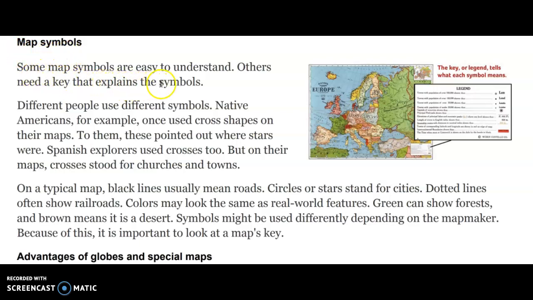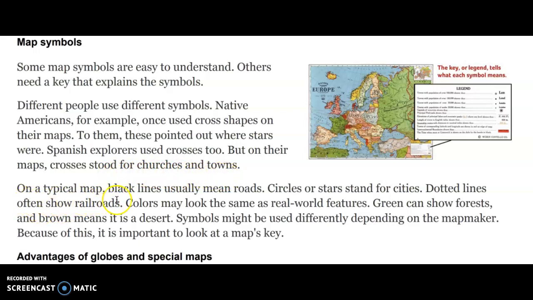Some map symbols are easy to understand. Others need a key that explains the symbols. Different people use different symbols. Native Americans, for example, once used cross shapes on their maps. To them, these pointed out where stars were. Spanish explorers used crosses too, but on their maps, crosses stood for churches and towns.